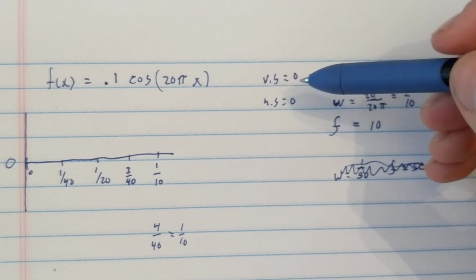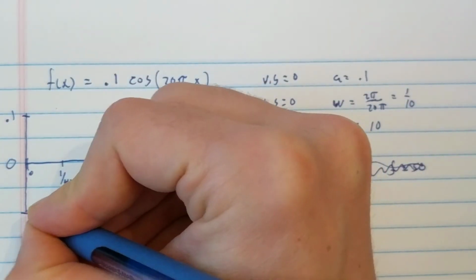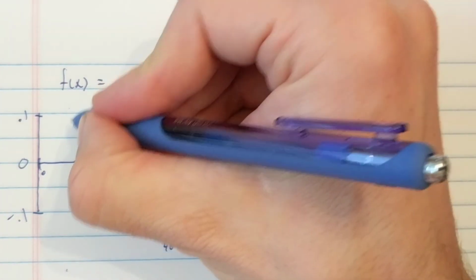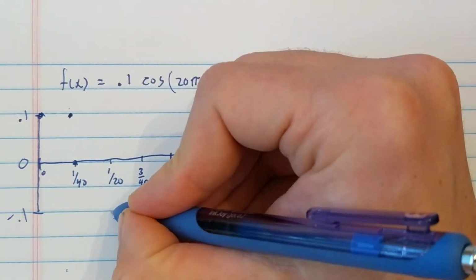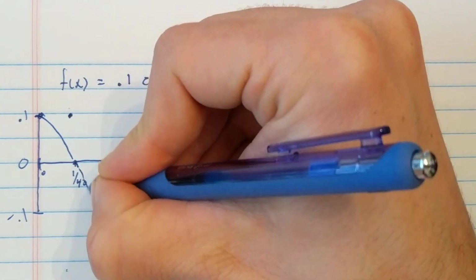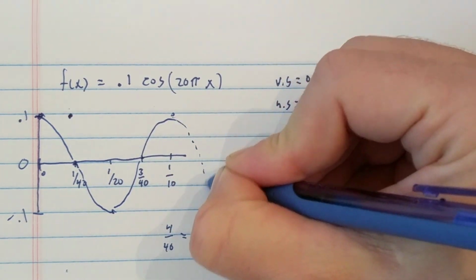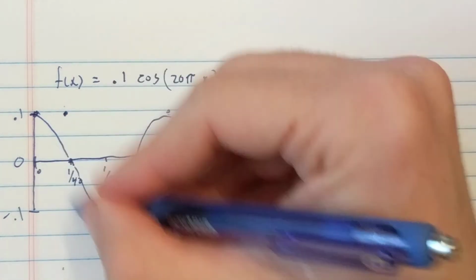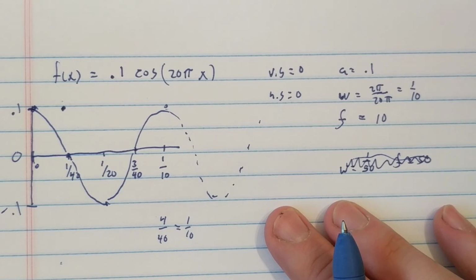Now, our amplitude is 0.1, so we're going to go up to 0.1, and we're going to go down to -0.1. And this is a cosine, it's positive, so we're actually going to start at the top, go to the middle, go to the bottom, go to the middle, go to the top. And this would continue on if we wanted it to, right? And so that is your first wavelength, or a single wavelength, of this particular function.